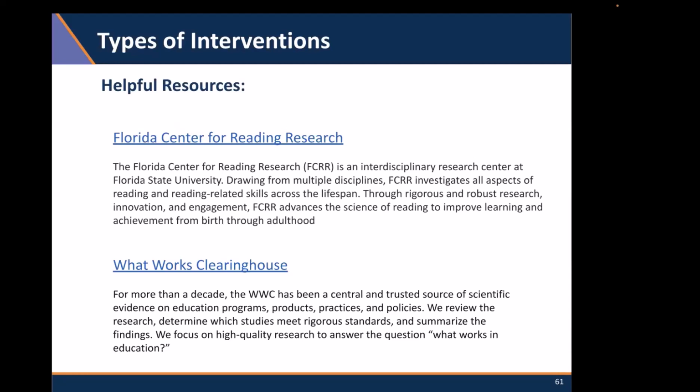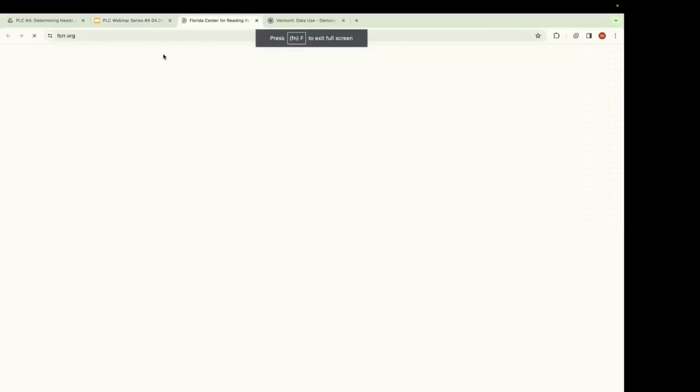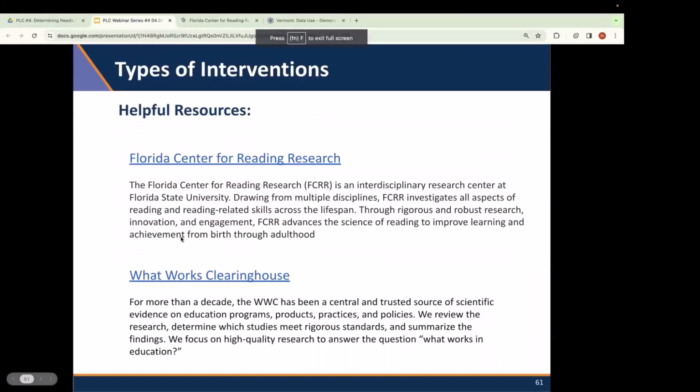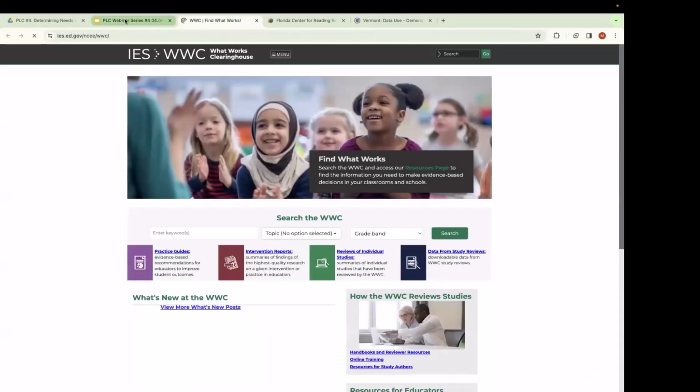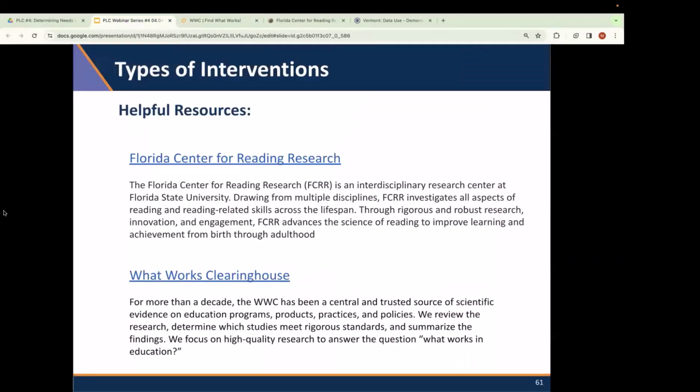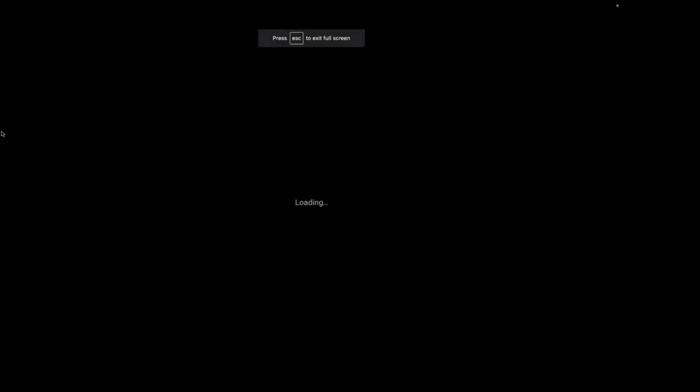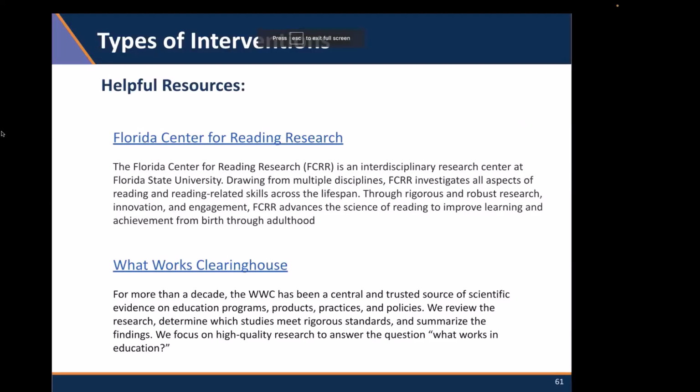Some helpful resources that we have here, we always like to put links in. The Florida Center for Reading Research and the What Works Clearinghouse are a couple of places that you can go to understand different interventions. The links are right in here, so you can take a peek. They have lots of information about intervention on their websites.